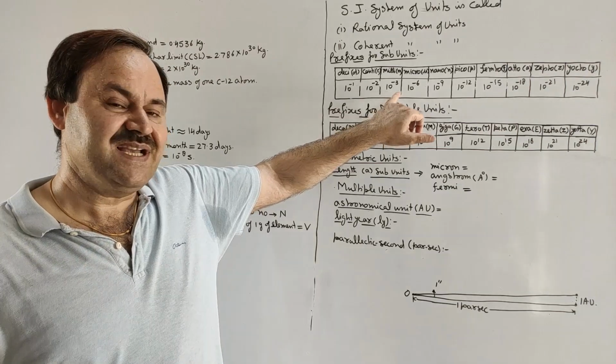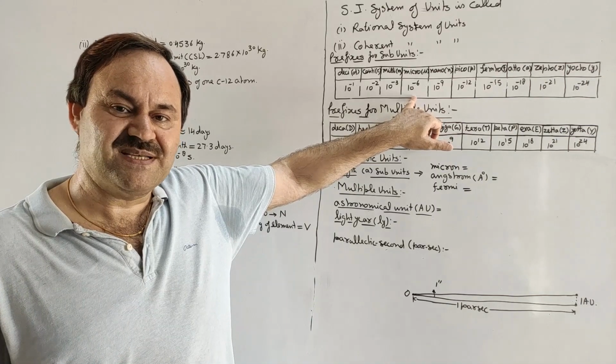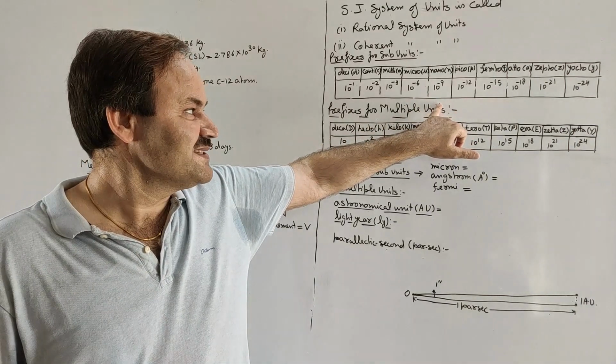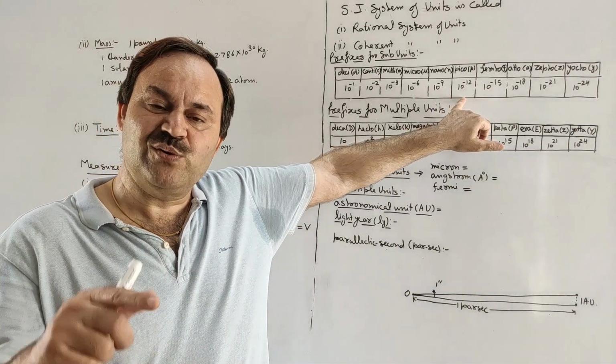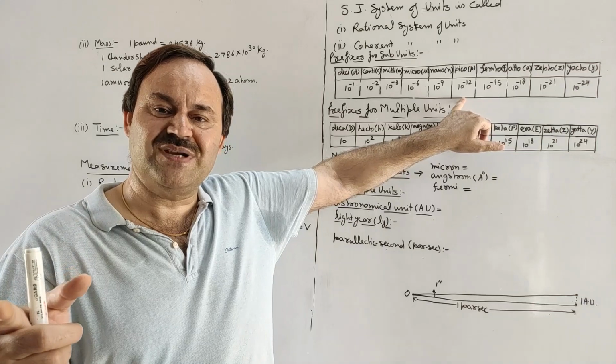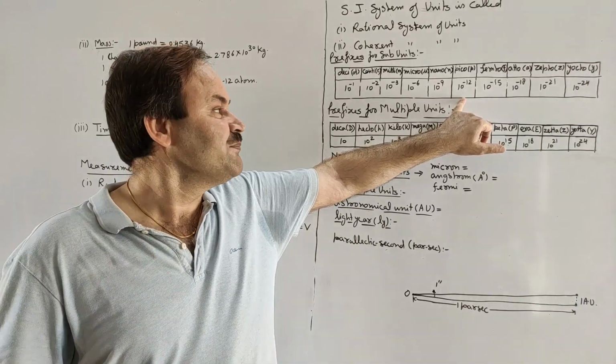After milli, next is micro. Micro means 10 to the power minus 6. After that it is nano. Nano is 10 to the power minus 9. Then is pico. Pico is 10 to the power minus 12. Picosecond 10 to the power minus 12 second. Picoampere 10 to the power minus 12 ampere, like that.